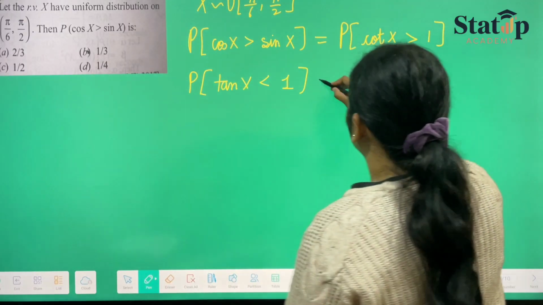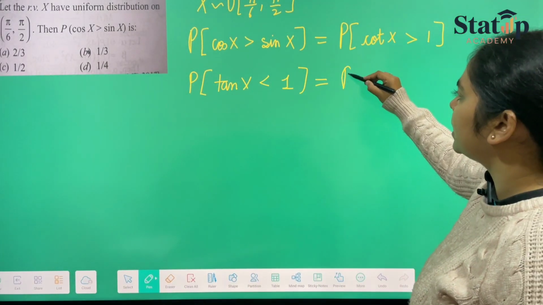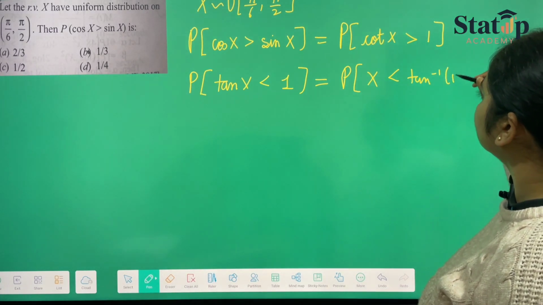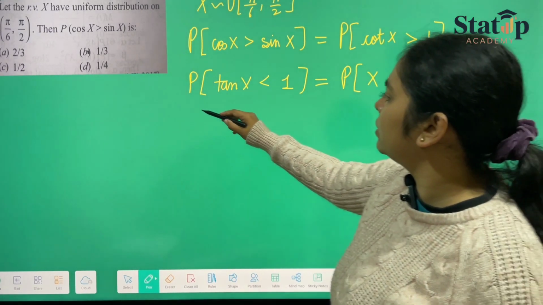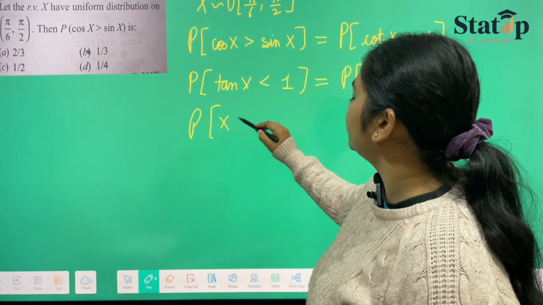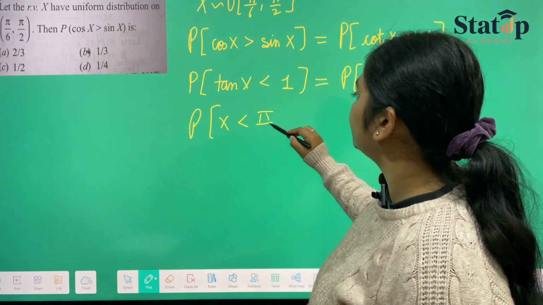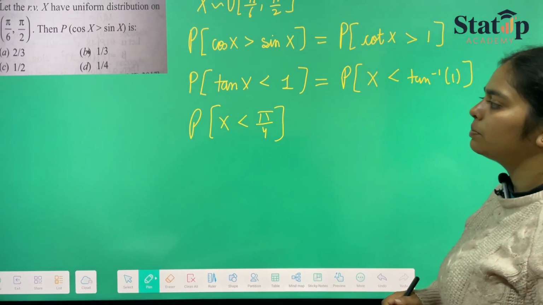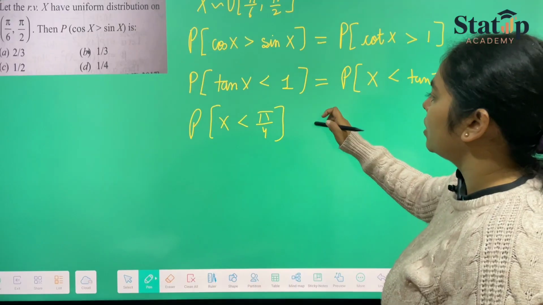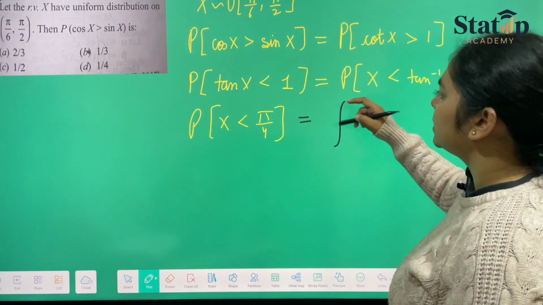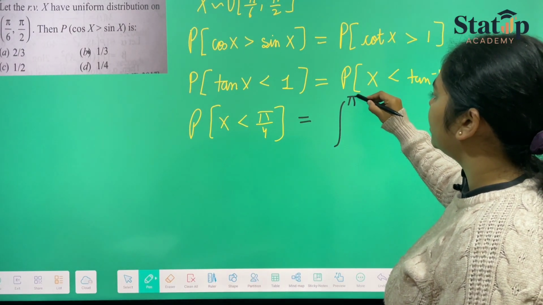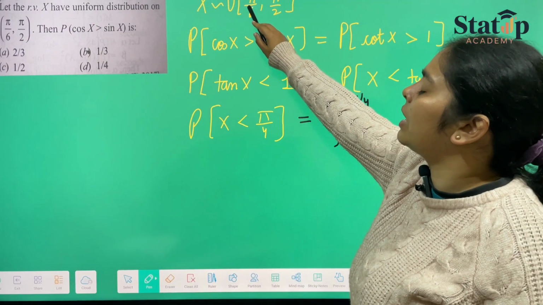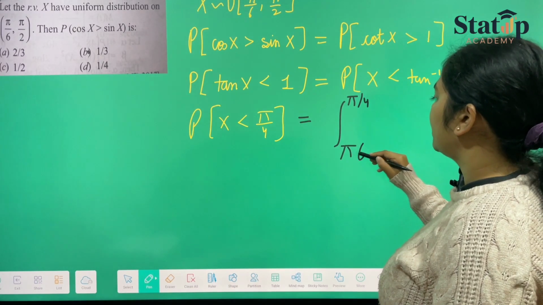Now we need to find the value of x, so we can say that the probability of x is less than tan inverse 1, and tan inverse 1 has the value pi by 4. You know that tan takes value 1 when it is pi by 4. Now we have to calculate this probability. For calculating this probability, x is less than pi by 4, so the upper limit will be pi by 4 and the lower limit that they have given to us is pi by 6, f(x).